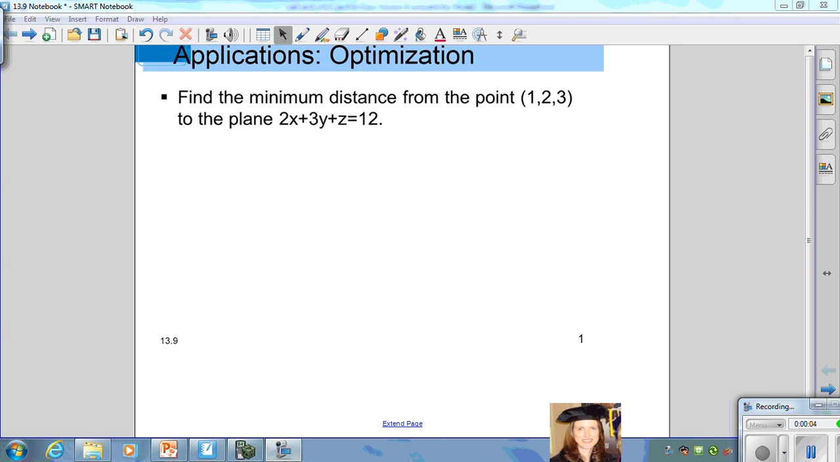This video for section 13.9, I will be going over an optimization problem for a function of two variables using the second partials test. In this question, we want to find the minimum distance from the point (1, 2, 3) to the plane 2x plus 3y plus z equals 12.